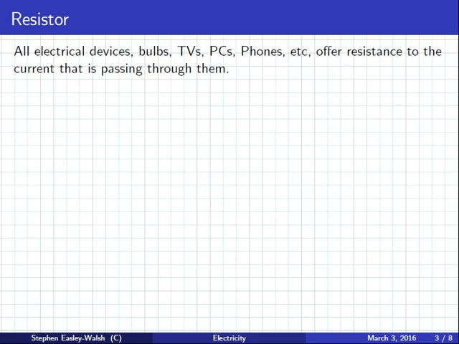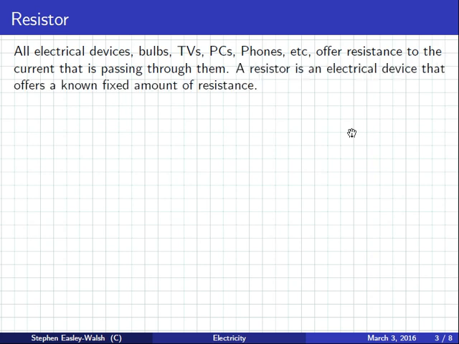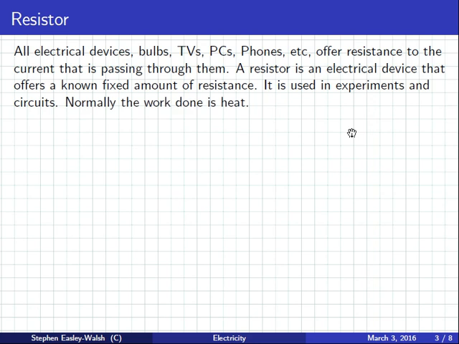Because it loses this ability to do work, because the work was converted into light, we say it has a resistance. So every electrical device has a resistance. A resistor, though, is a particular electrical device that has a fixed amount of resistance. This is what a resistor is. It's used in experiments and circuits, and normally the work done is heat.